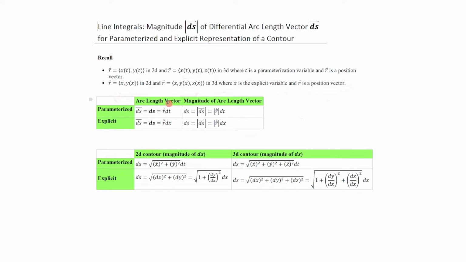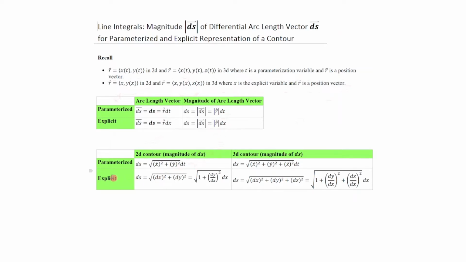So the arc length vector ds would just be r dot dt, and the magnitude would just be the magnitude of r dot dt. In the explicit case, this would be r dot dx. Again, this would be a function of x. The x and y components would be a function of x, and the magnitude now would just be the magnitude of r dot dx.